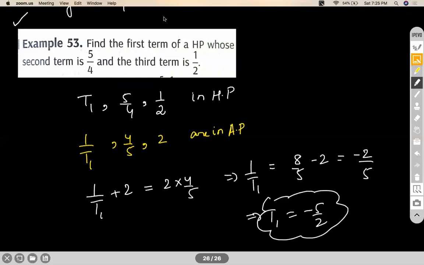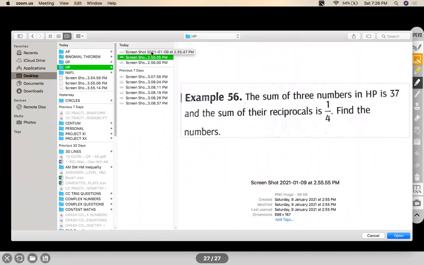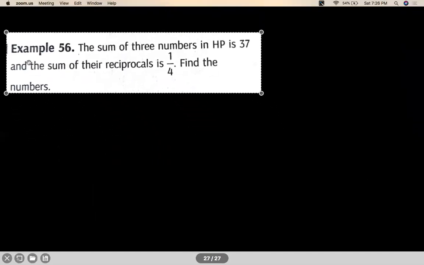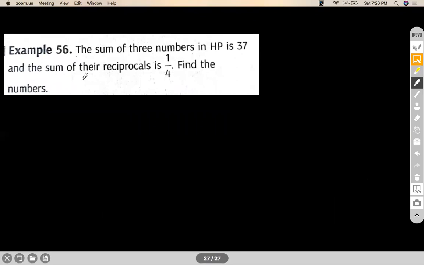Absolutely correct, Janta, who has answered with minus 5 by 2. Very well done. Easy question. Now you know how to deal with an HP. If you have to deal with an HP, just reciprocate the terms, make it an AP and apply all the concepts other than summing it up. Apply all the concepts that you know for an AP. Okay, let's quickly wrap up with a few more questions. Yeah, let's take this one. The sum of three numbers in HP is 37 and the sum of their reciprocals is 1/4. Find the numbers.